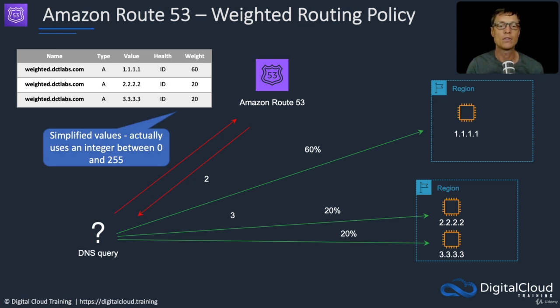Now I've simplified this a little bit. In reality, it uses an integer between 0 and 255. But the point is, you specify the values so that you can weight the responses to wherever you want the most traffic to go. And then, you might be doing something like testing another website or directing a certain portion to a different region. You can optionally enable health checks as well, which means Route 53 will check that the endpoint is healthy, and if it's not healthy, it won't return that endpoint as a result.